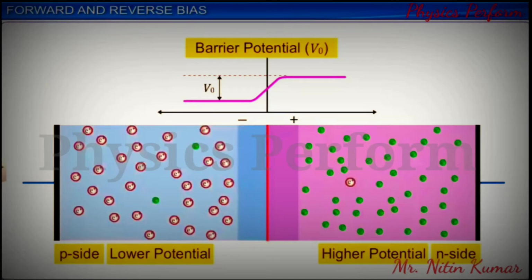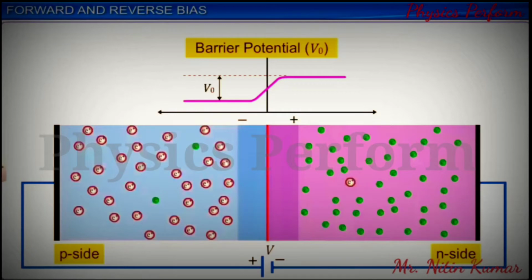Now, let the p-n junction diode be connected to a battery such that the p side is connected to the positive terminal and the n side is connected to the negative terminal of the battery. When connected in this way, the diode is said to be forward biased.